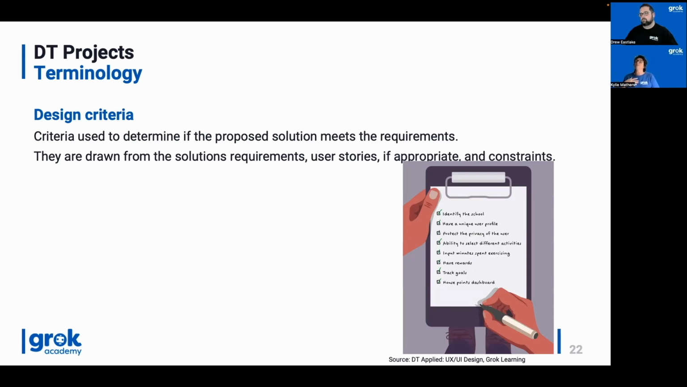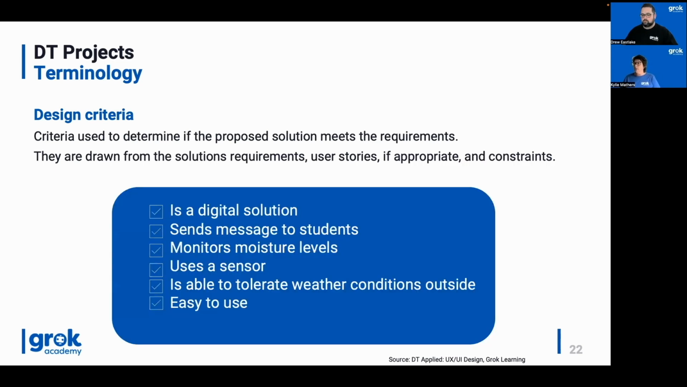If we were doing the Smart Garden one, where the Ag Studies class has concerns about their water level, they want something to check the water level. We have done up a little criteria for this one. Okay, it's got to be a digital solution because the question said so. They decided after their decomposition that it needs to somehow message the students, that it monitors the moisture levels, that it uses a sensor, that it can be used outside where the garden is, and that it's easy to use. So they've come up with those ones as the design criteria, and that works quite well.